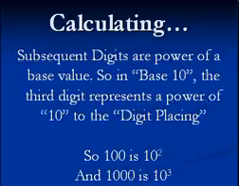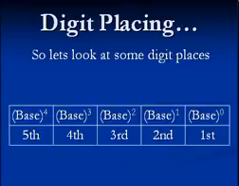In subsequent digits, they're a power of a base value. So in base 10, the third digit represents a power of 10 to the digit placing. So 100 is 10 to the power of 2, and 1000 is 10 to the power of 3. Okay? So let's look at some of these digit places.